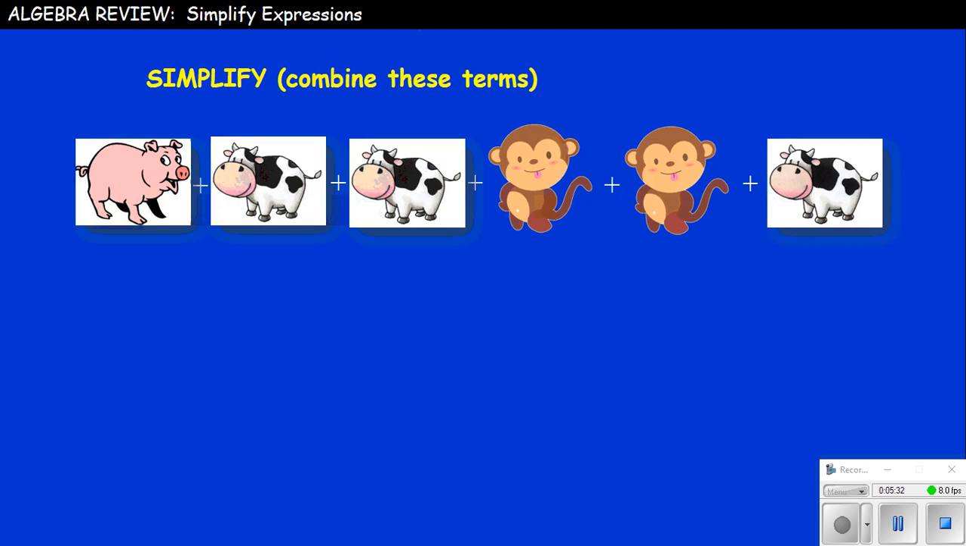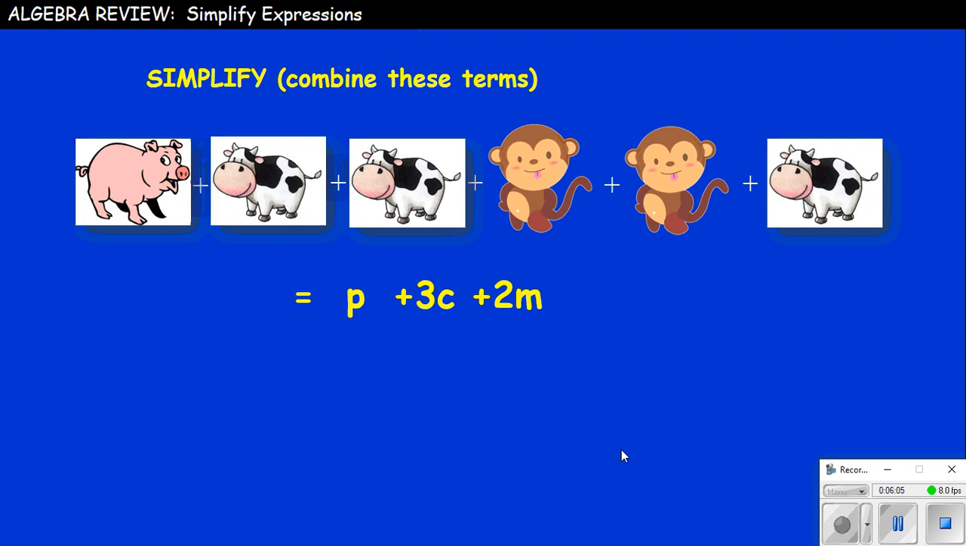One more picture problem. Here we have pigs, cows, and monkeys. As we add them up, again, as animals are different, we don't combine them together. In this case, we look at our pictures, we have 1 pig, so we'd start with saying pig. If you want to put a 1 in front of it, you can, but if your coefficient is just a 1, you don't need to include it. Next, we look for our next animal. In this case, it's cows. We can count up how many cows we have. Cow plus cow, plus another cow. That's 3 cows. And finally, add up our 2 monkeys. We have 2 monkeys.